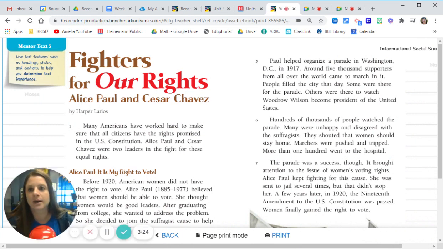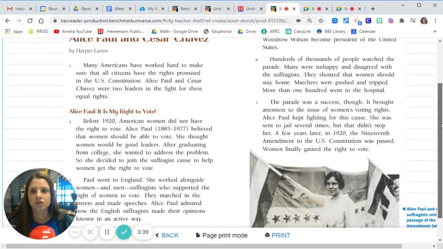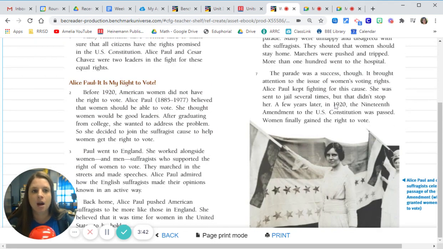Today, the text that we're reading is called Fighters for Our Rights, Alice Paul and Cesar Chavez. When I do my text walk here, I can see that it is organized in different paragraphs. Let's look at our text features here. I do see a heading, and it says, Alice Paul, it is my right to vote. Okay, so I can see in this heading here, it's telling us what this section of the text is about. And it looks like those might be words from our person that the text focuses on, Alice Paul.